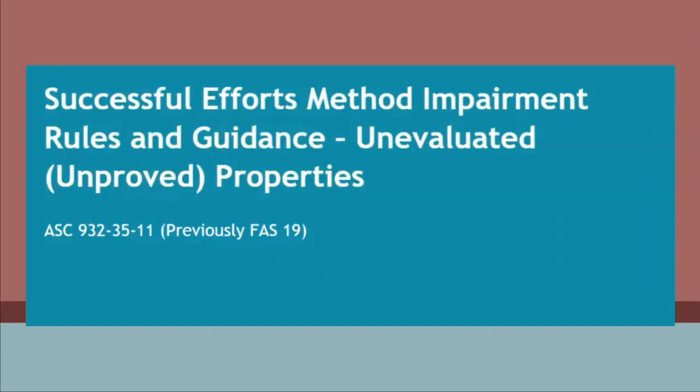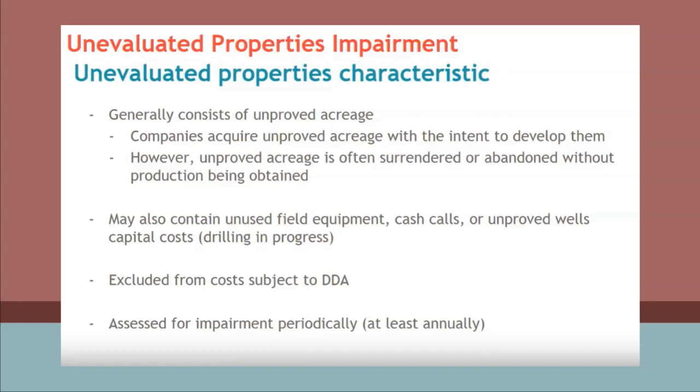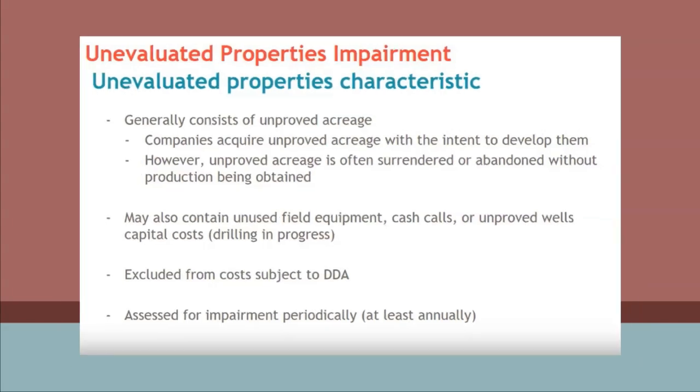Okay, let's keep going. Now we're getting into the unevaluated properties. At a high level, this is typically unproved acreage. It's acreage they would acquire because they believe there might be reserves there, and they intend to prove it up, which means once they actually prove the reserves are there, they can move it to proved property. It may also contain unused field equipment, cash calls, unproved wells. It's excluded from the costs that are subject to DD&A, so you're not depleting it. It can only be assessed for impairment, but it will not be depleted.